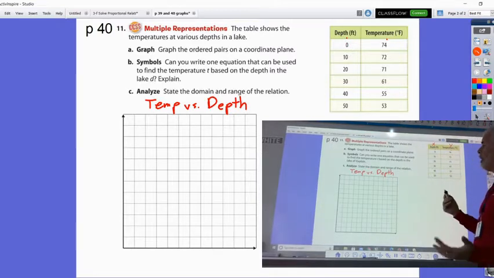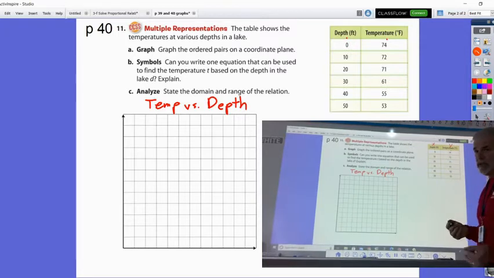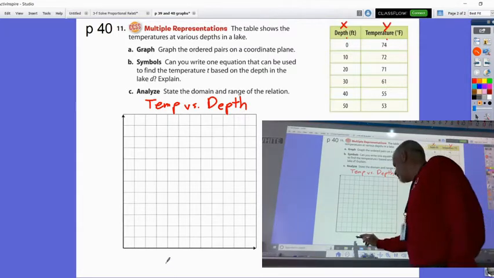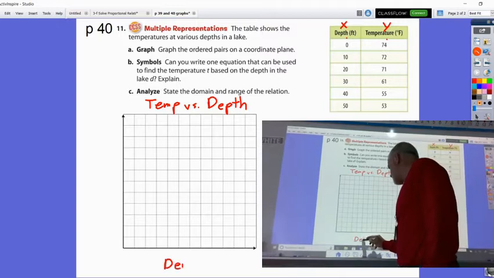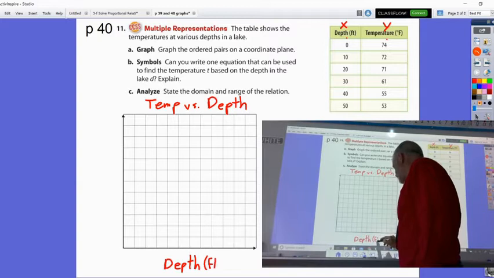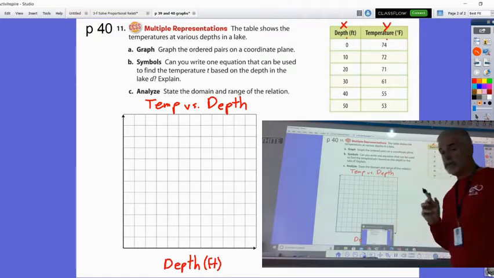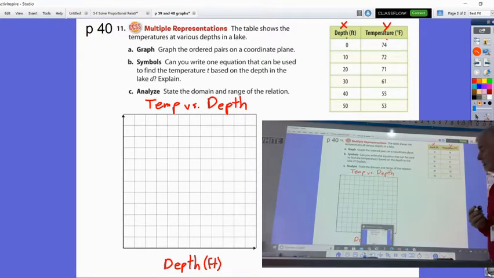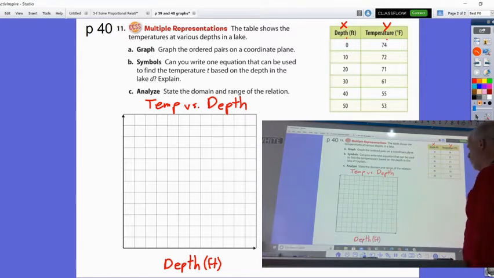All right, so now we can set up our two axes. The input variable, the x variable, is going to go on the horizontal axis. So that's going to be depth in feet. Okay, you must include feet, the units, when you label your axis. Okay, and then we need to look at, well, what depths do we need to cover in the graph? Well, it goes from 0 to 50.